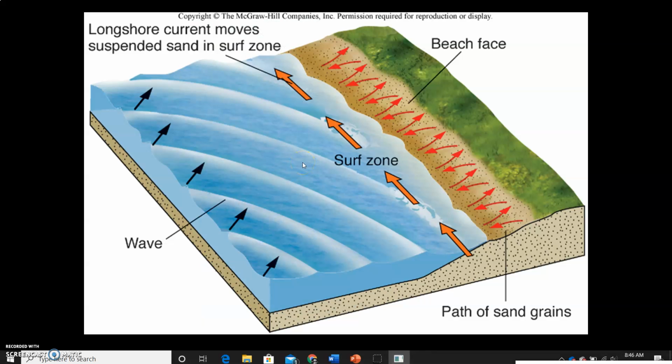Here it's showing again the wave front, and essentially here's the surf zone. That's where the waves break, and then here's the longshore drift. So the current basically moves parallel to the beach face.